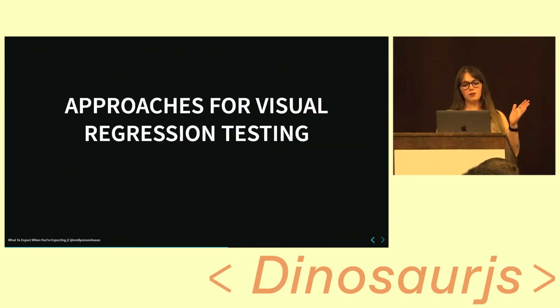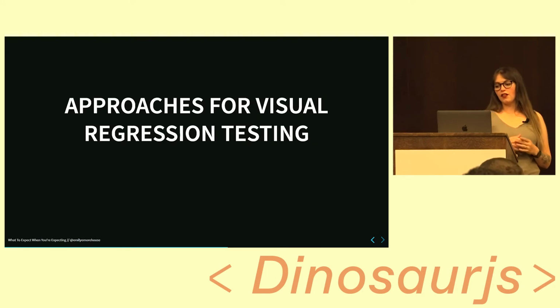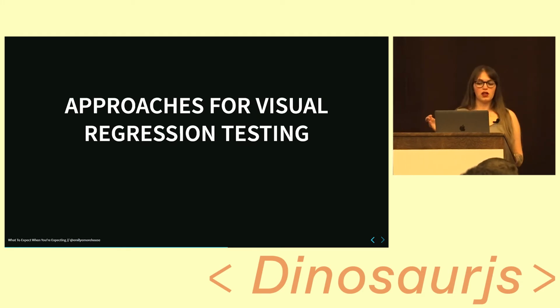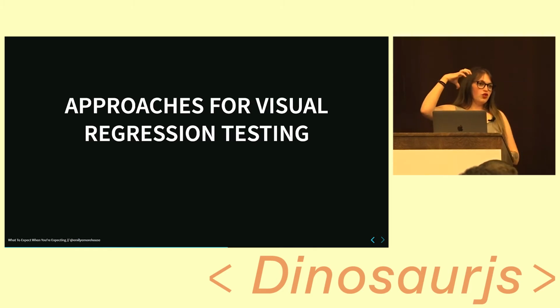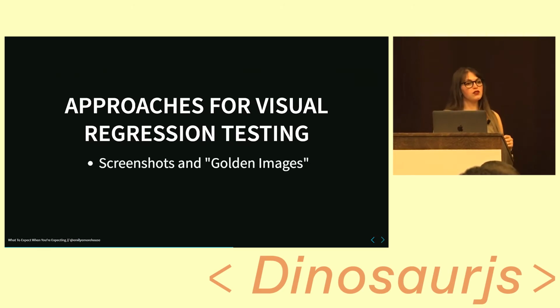Okay, so approaches for visual regression testing. Generally, visual regression tests are going to follow these same patterns. They just have a few other things sprinkled in. So they're pretty similar to snapshot testing, but instead of just taking a tree version of your application, you're actually going to take a screenshot of it. So we'll have screenshots from the application that we're actively testing, and then we'll have something called golden images.